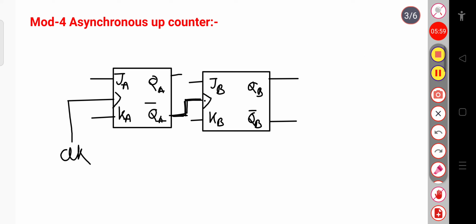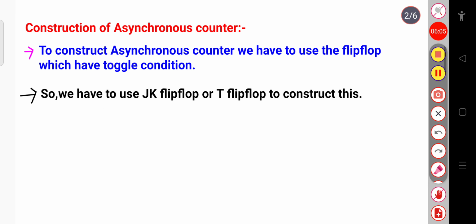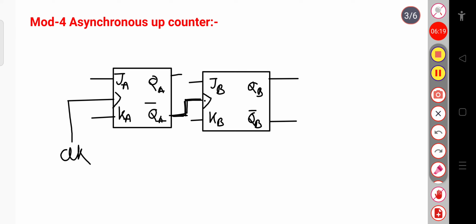Now come to the point: we will see what the toggle condition is. To construct this, the flip flop must have the toggle condition, and we will use only a flip flop that has it. Now what is the toggle condition? Suppose for the JK flip flop, we consider J to be 1 and K to be 1 initially. This will be given 1 and this will be 1.